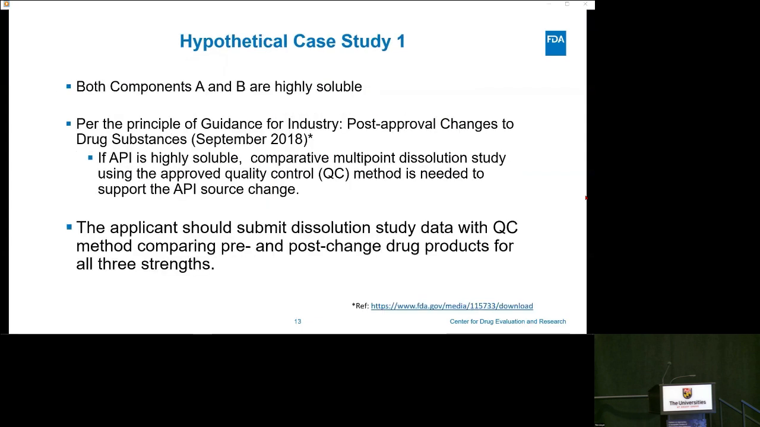Both components A and B are highly soluble. According to the principle of the guidance for post-approval changes to drug substance, a comparative multi-point dissolution study using QC method is needed to support the API source change when API is highly soluble. Therefore, the applicant is recommended to submit dissolution data with QC method, comparing pre- and post-change drug products for all 3 strengths.